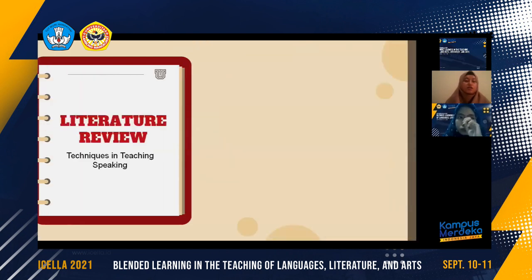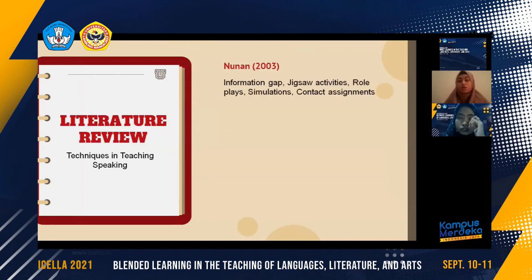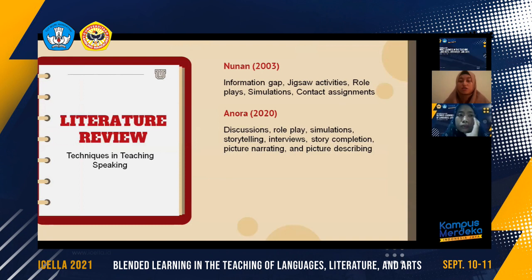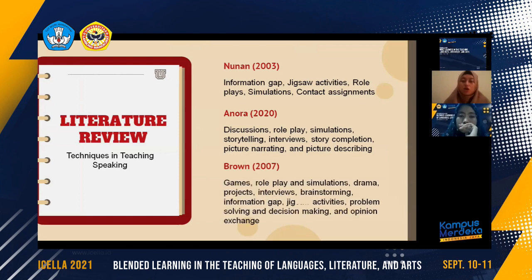Next, techniques in teaching speaking. First, according to Nunan, there are information gap, visual activities, role plays, simulation, and contact assignment. And according to Anora, there are discussion, role play, simulation, storytelling, interviews, story completion, picture narrating, and picture describing. And last, according to Brown, there are games, role play and simulations, drama, projects, interviews, brainstorming, information gap, visual activities, problem solving and decision making, and opinion exchange.